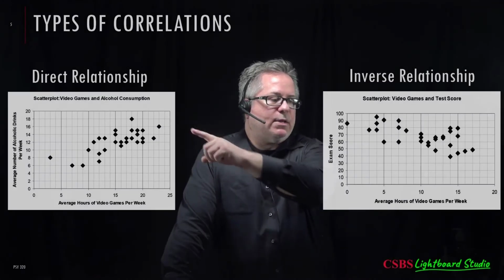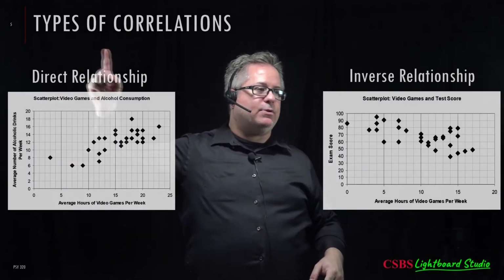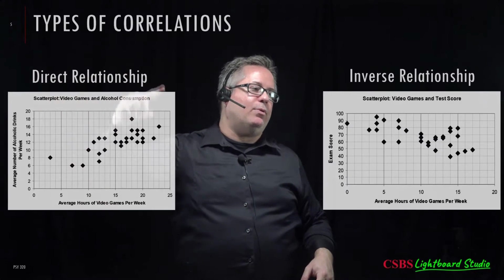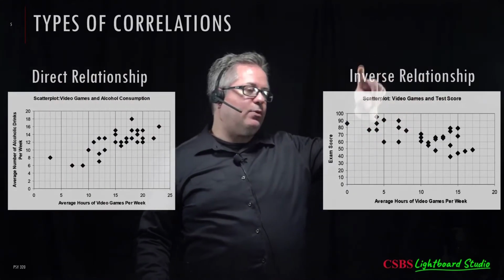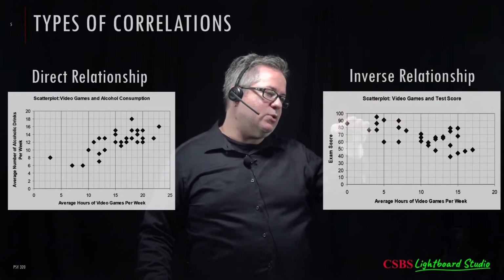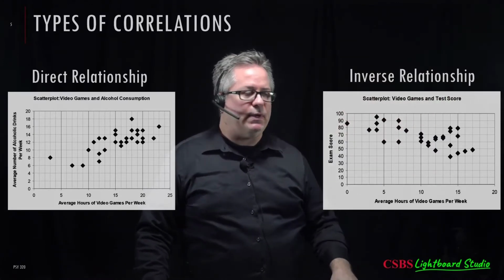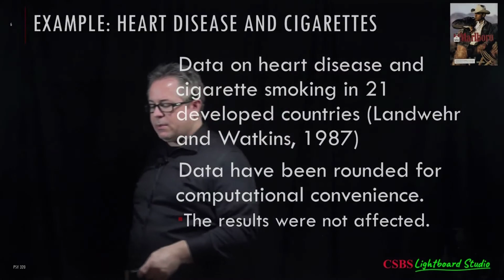So oftentimes this is called a positive correlation, right? Because they're both going in the same direction. This one's considered a negative correlation because as one goes up, the other goes down, sort of an inverse relationship we have here. So let's talk about an example.